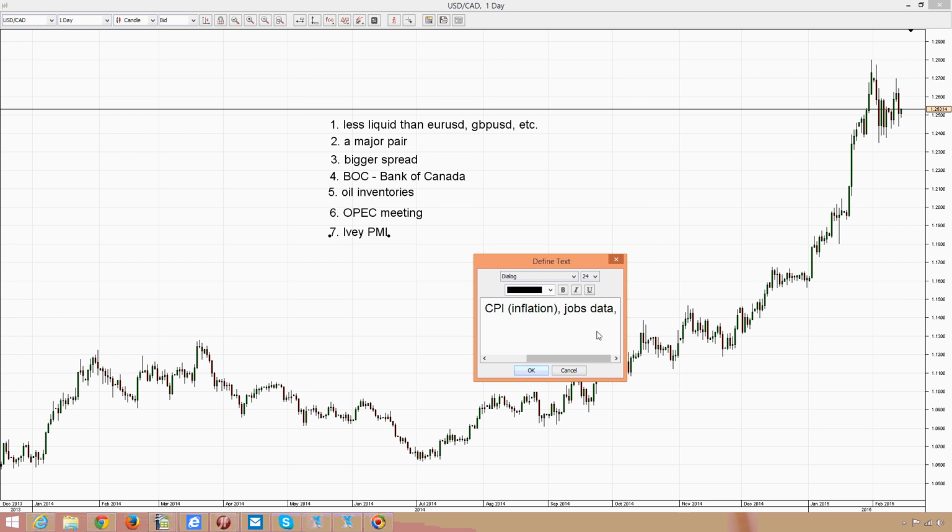So on an NFP day, US dollar Canadian dollar tends to move on a chaotic basis, in the sense that depending on if, for example, one economy adds more jobs or loses more jobs than the other one, then it will move based on the Canadian dollar and the US dollar as well. This would be pretty much the most important economic events to influence the US dollar Canadian dollar.